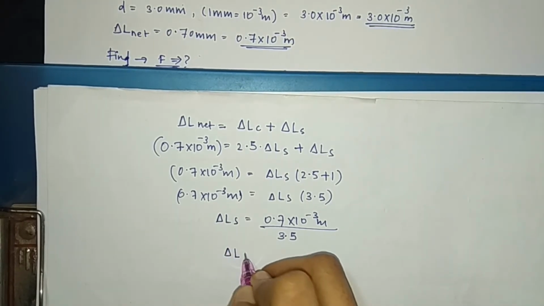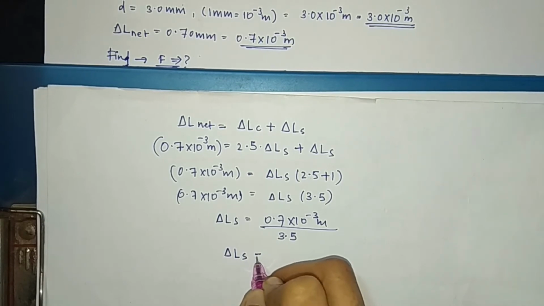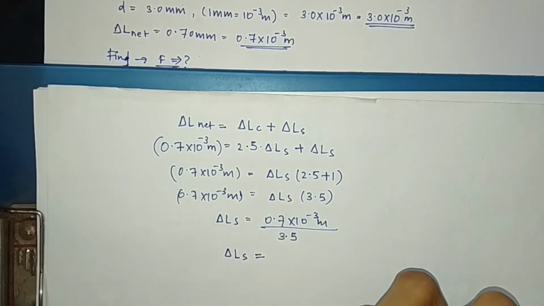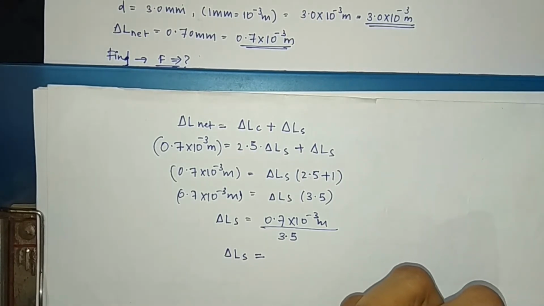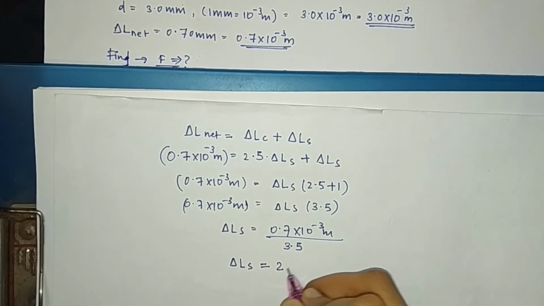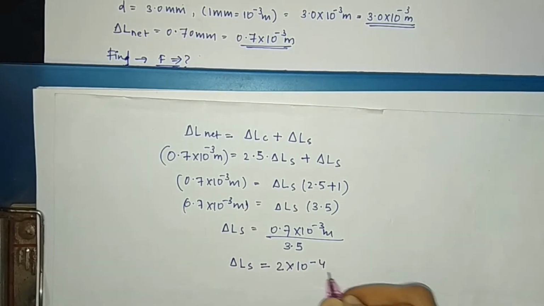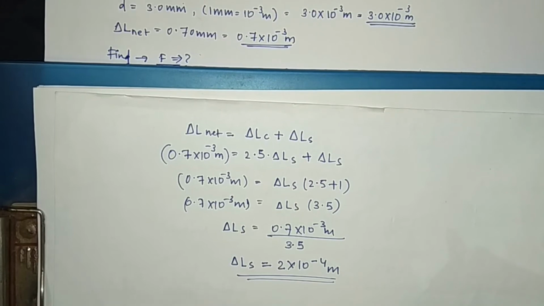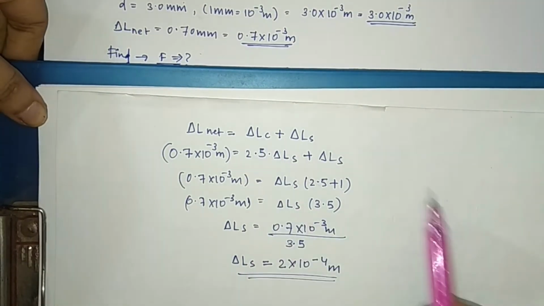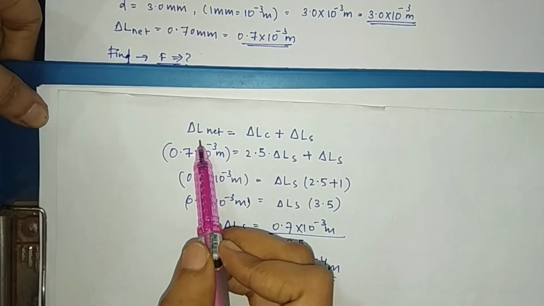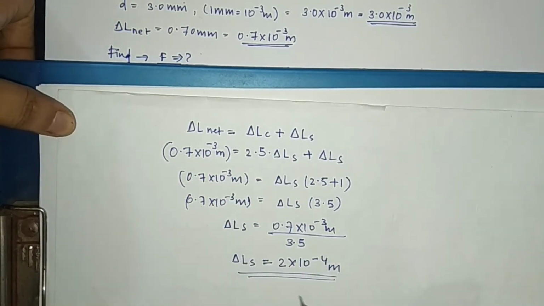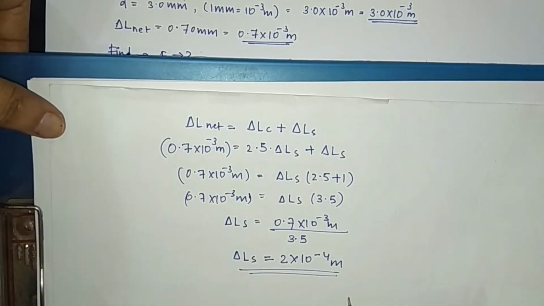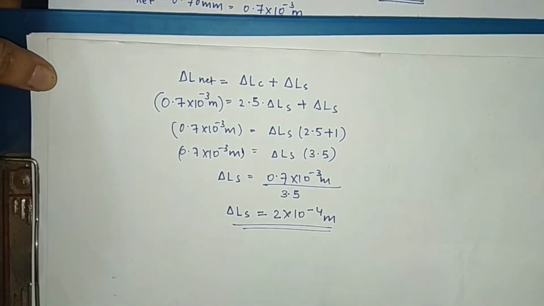So delta LS will be given as 2 into 10 raised to minus 4 meter. Okay, so we were able to find delta LS. If you want delta LC, we will substitute this value back into this formula and we'll get delta LC. So here I have calculated delta LS.